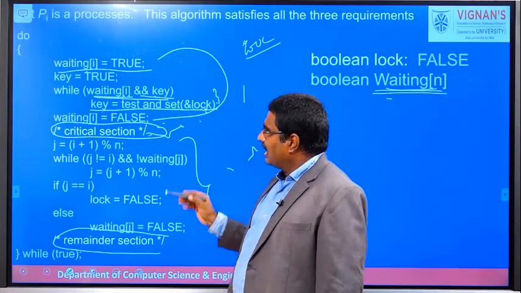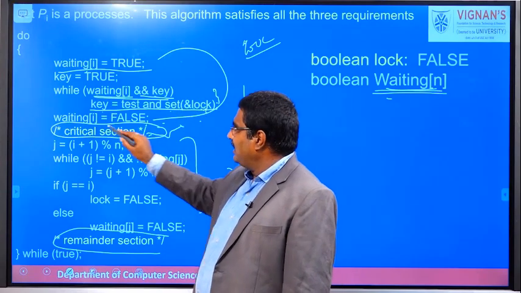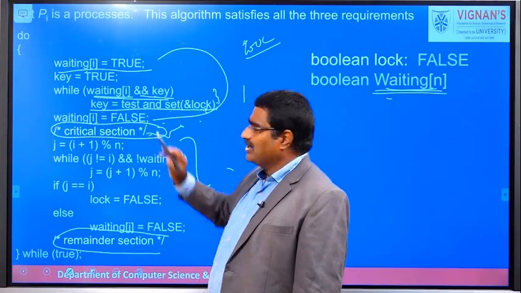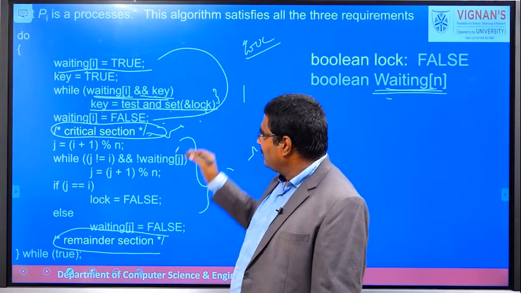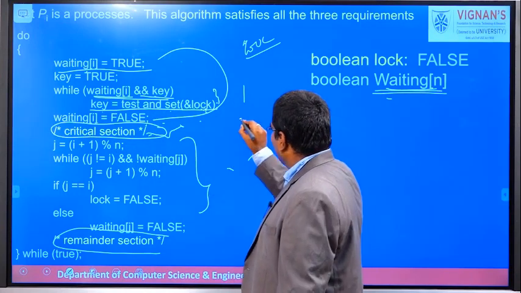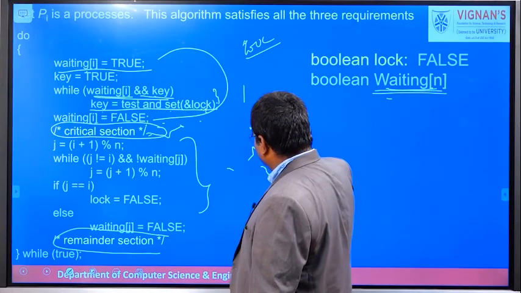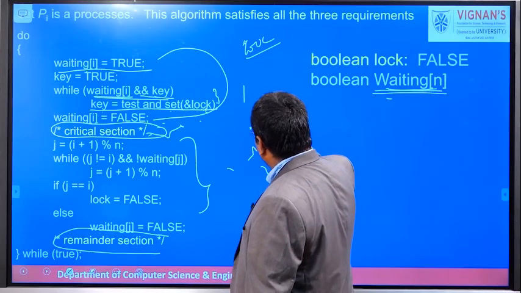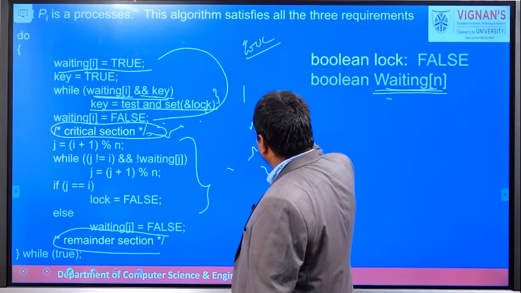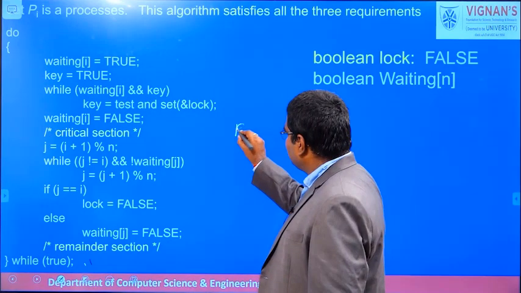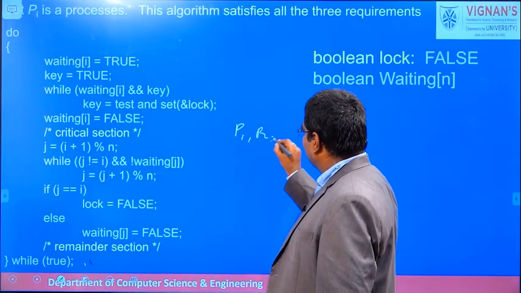entry section. And after completion, the while loop is terminated, and we assign waiting of i equal to false. Now, we try to verify the statements. For example, just like the previous example, we take three processes, P1, P2, P3, as the processes.